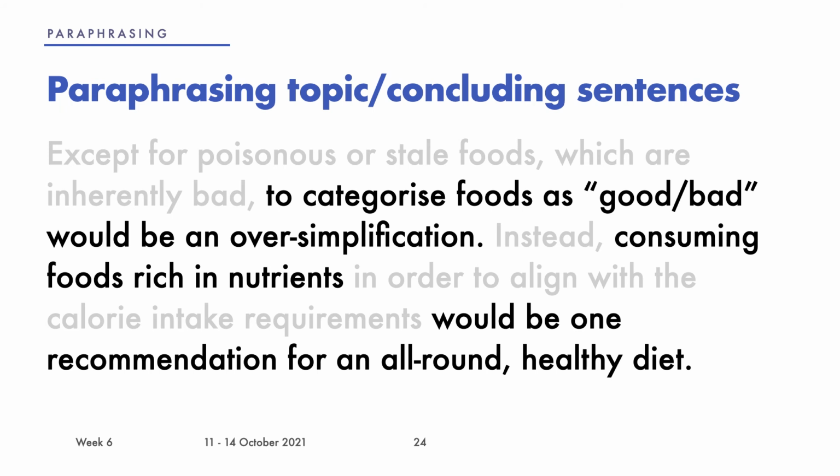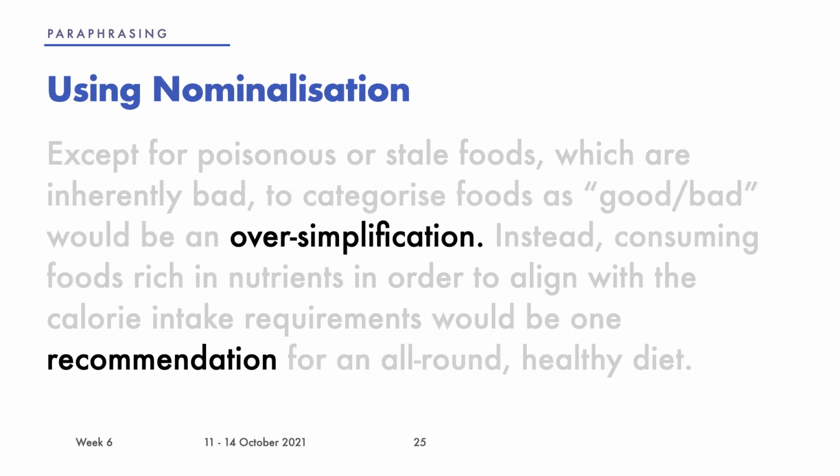Here you can see in particular how I paraphrased topic and concluding sentences. So you can see again, it's very different from the original sentences in the original passage. And of course, I made use of knowledge that I've learned about nominalization. So I went over the original sentence and looked for the word that can be nominalized. And then I also change other parts of a sentence so that it becomes a successful paraphrase.